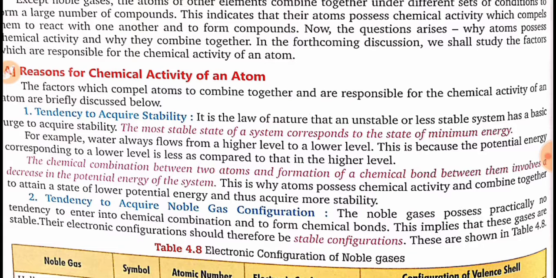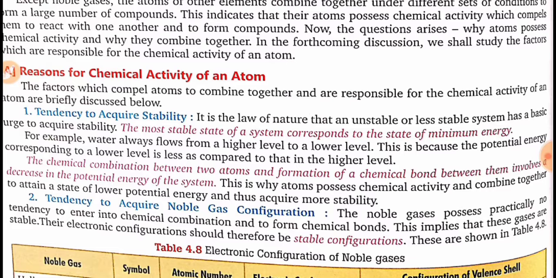This is why atoms possess chemical activity and combine together to attain a state of lower potential energy and thus acquire more stability. Okay, so every atom wants to be stable. Second thing, tendency to acquire noble gas configuration. This is related to the stable configurations.